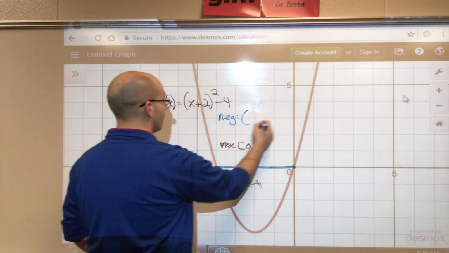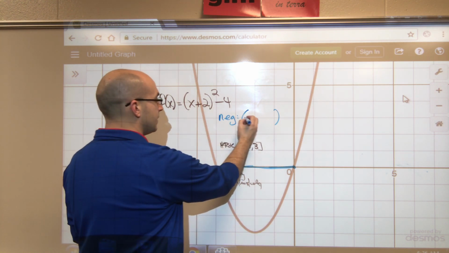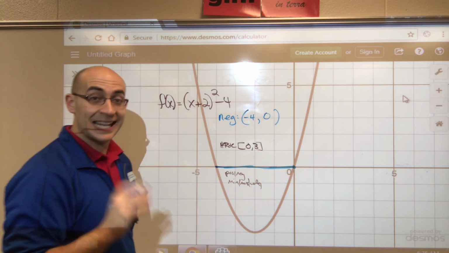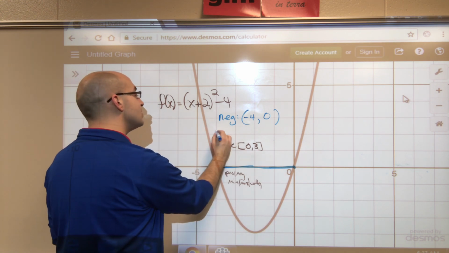So, these are always parentheses as well. Never brackets. It starts being negative at negative 4, and it stops being negative at 0. Done. That's the negative part. Now, the positive part's a little bit more challenging because there's two separate sections.